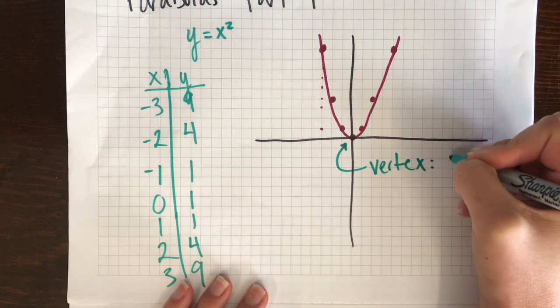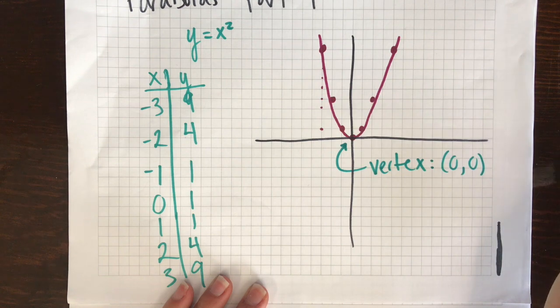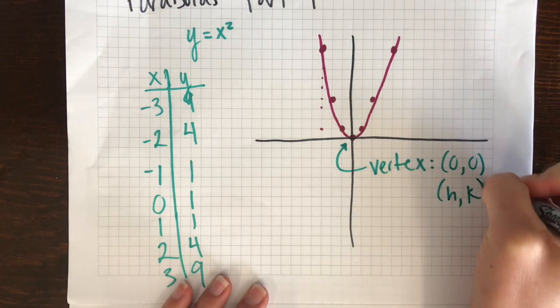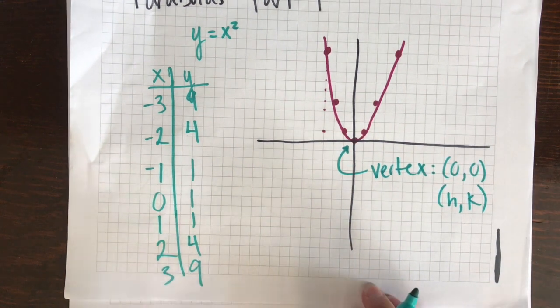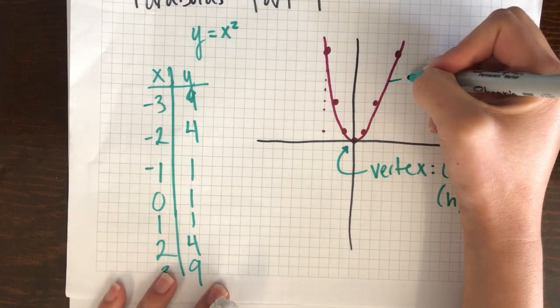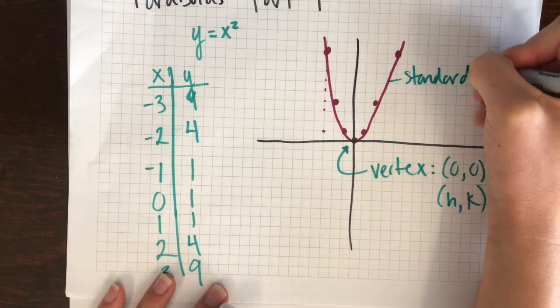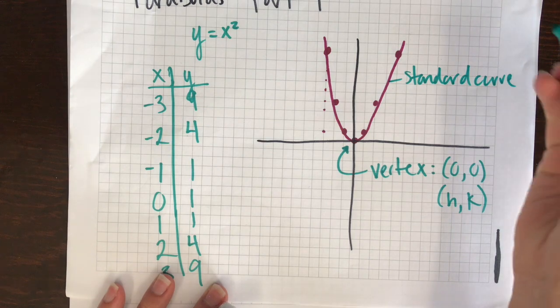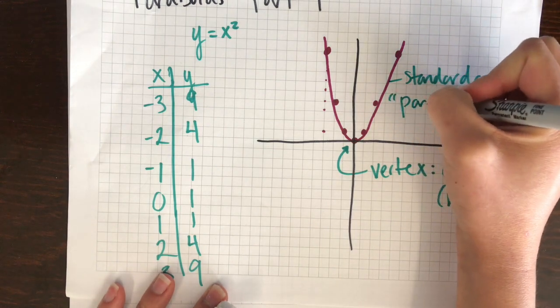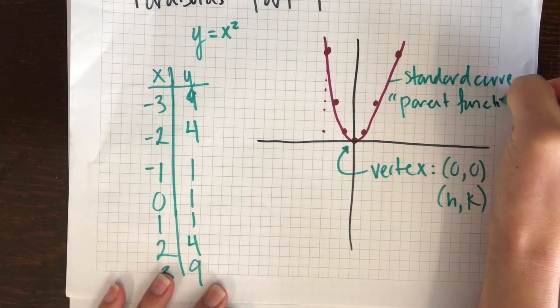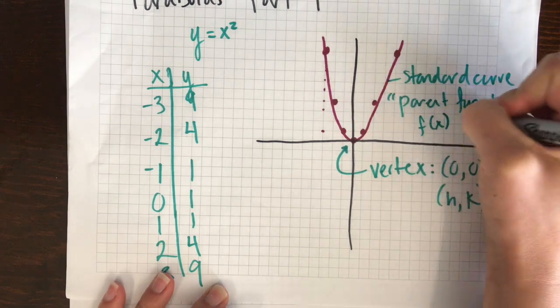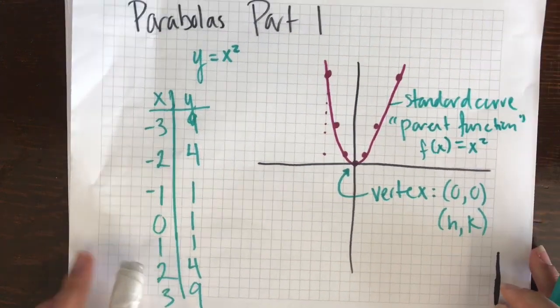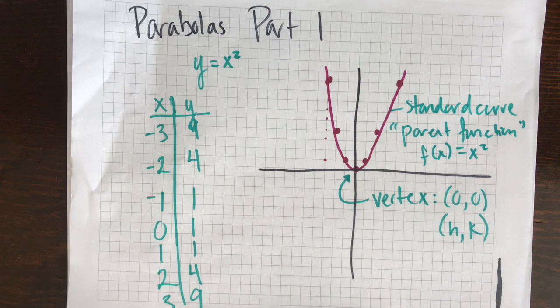Okay, the little point here is called the vertex. This is the vertex 0, 0, right? Because if I plugged in 0 for x, I got 0 for y. And what I'm going to use is kind of like the center of the circle, right? I'm going to use h, comma, k to describe the vertex, just like I used h, comma, k to describe the center. Now, this is a standard curve. I can also call this the parent function if I'm talking about a function and f of x is equal to x squared. So the basic parabola is y equals x squared.